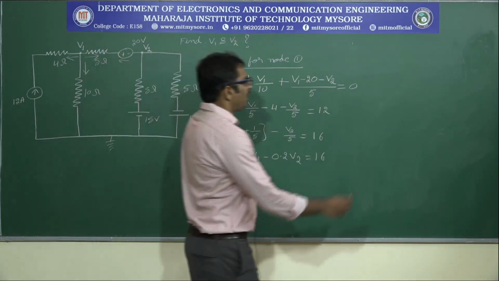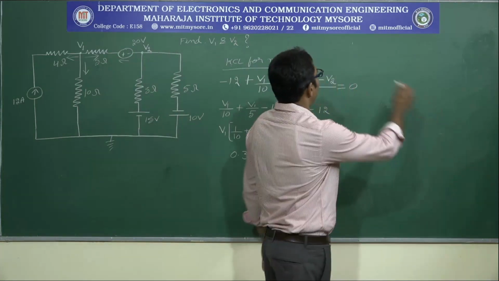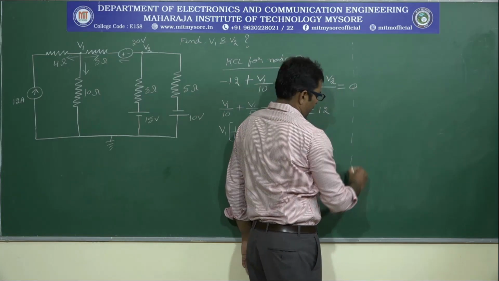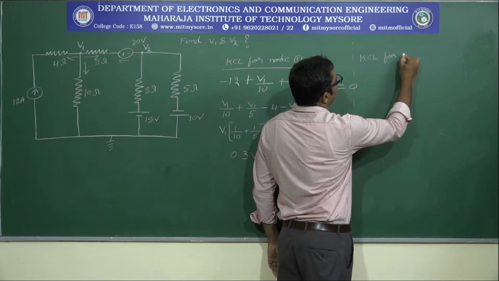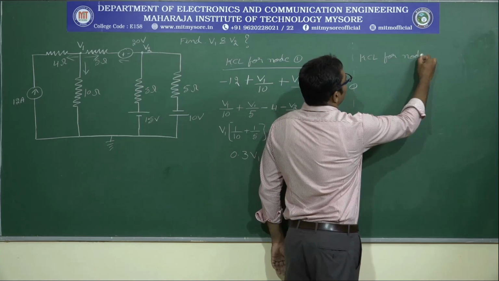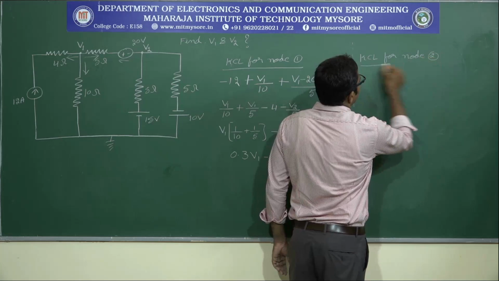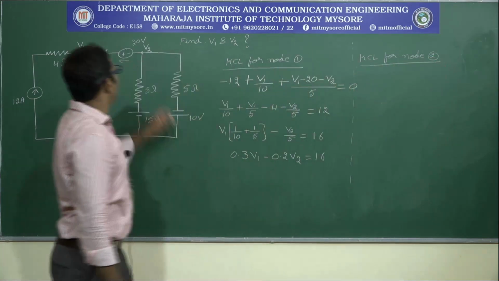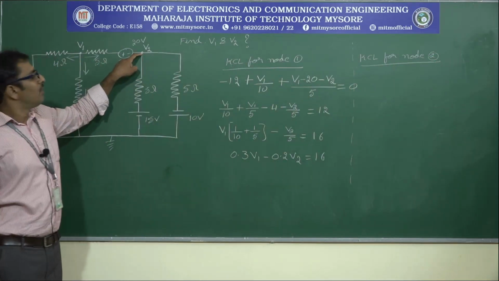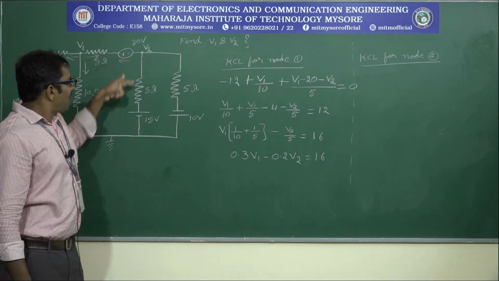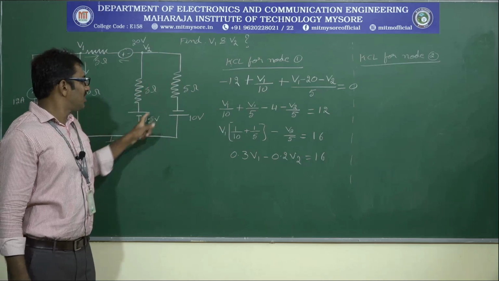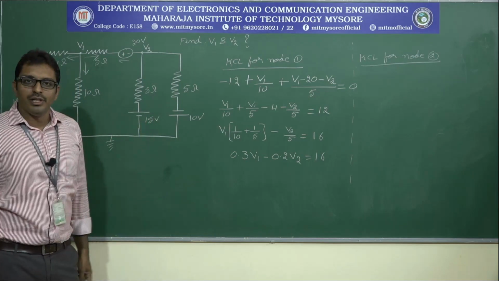So similarly, KCL for node 2. Just consider node number 2. Yes, this is node 2. How many branches are connected to node 2? This 5 ohm resistor is one branch, and again a 5 ohm resistor with a different value of voltage source.